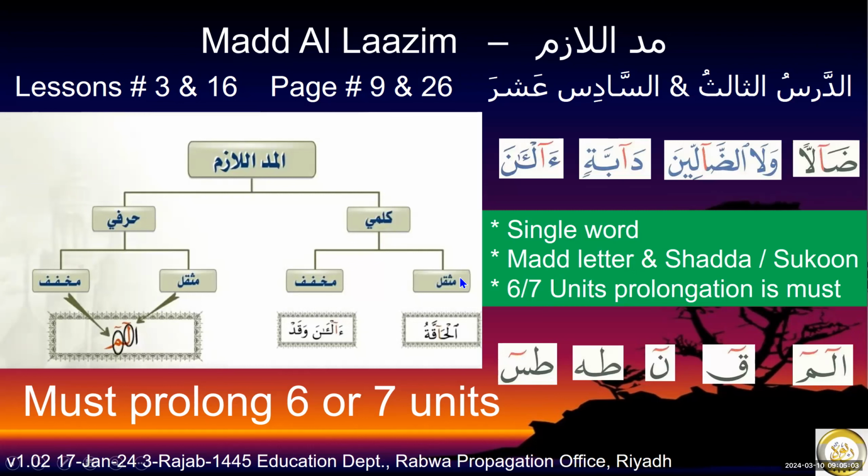Now you will see, in Musaqqal, Al-Haqqa. Where is the mad here? Ha, Fatha, Alif. This is an Alif mad, immediately followed by a letter with Shadda. Qaf has Shadda. So that's why this must be prolonged 6 or 7 units. Another example is Waladdallin. Here, Dad, Fatha, Alif. This is a mad letter, Alif mad, then immediately followed by a letter with Shadda. This Shadda increases its mad level. Instead of 2 units, it must be prolonged 6 or 7 units.